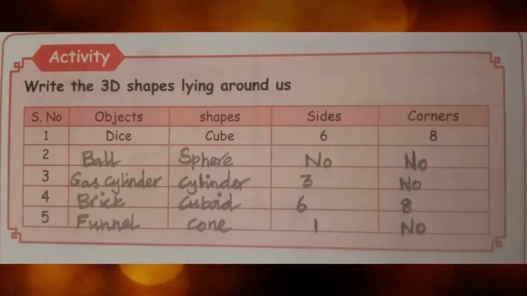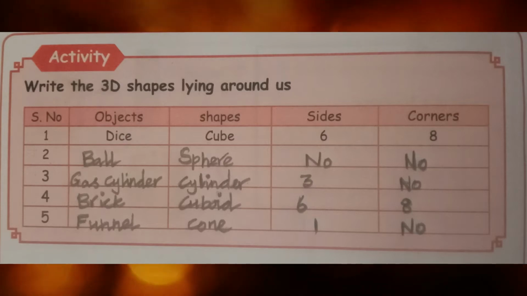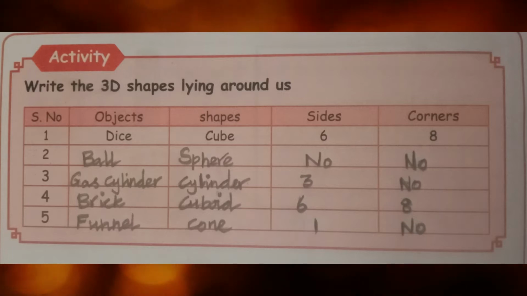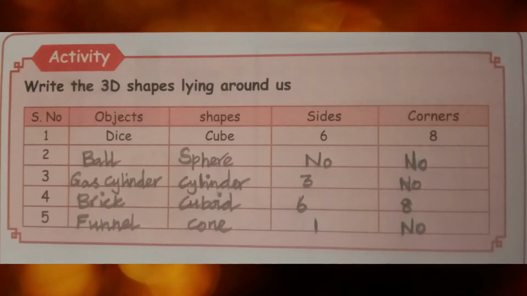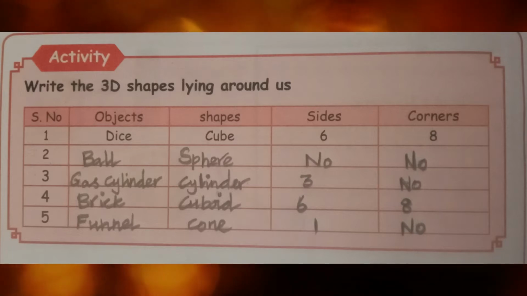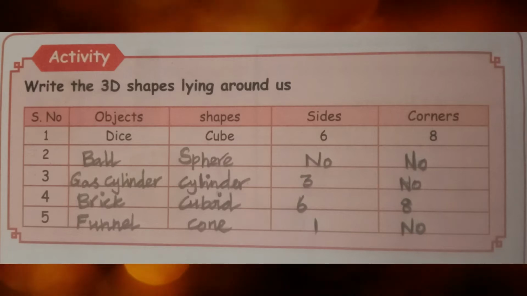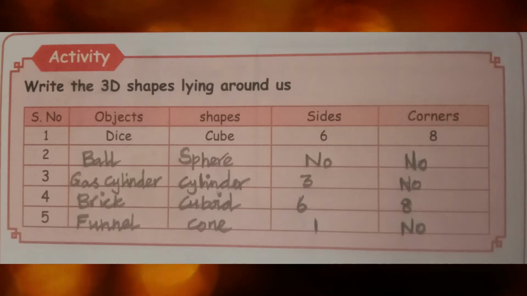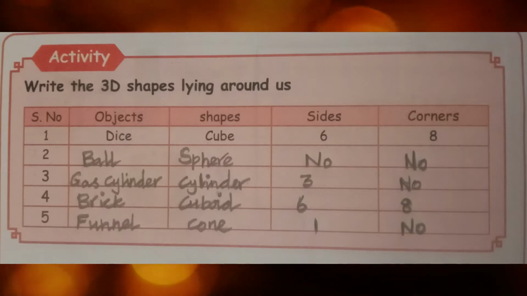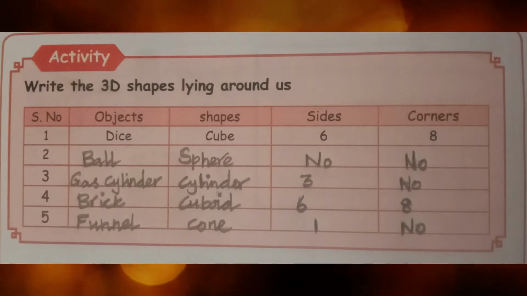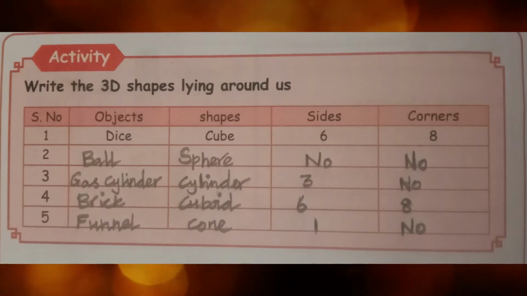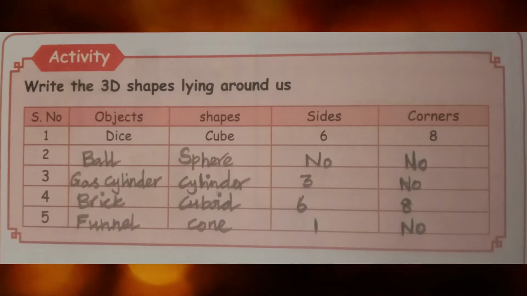Fourth row, I have filled it with a brick. What is the shape of brick? It is cuboid shape. It has 6 sides and it has 8 corners. And the next one, I have filled it with funnel. Funnel is in the shape of cone. It has 1 side and no corners.